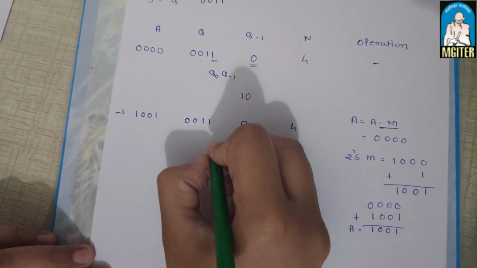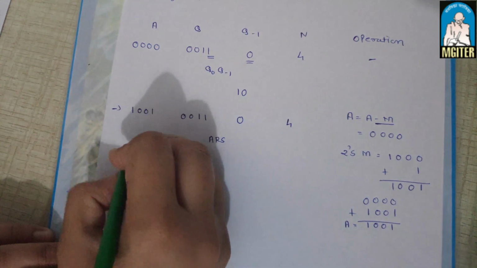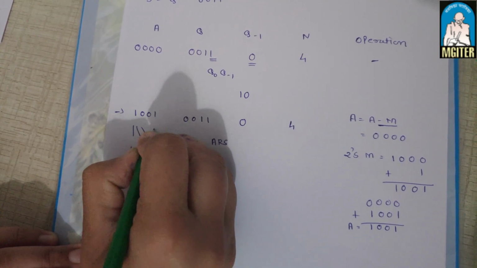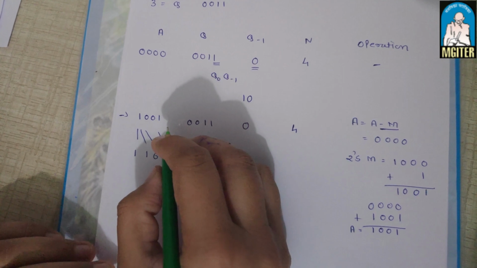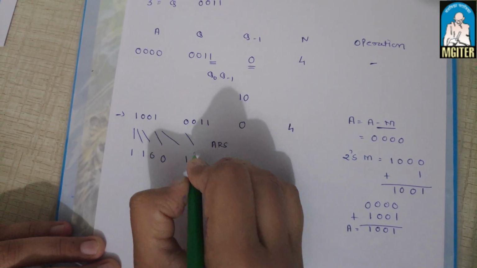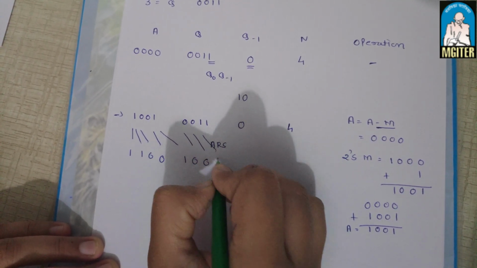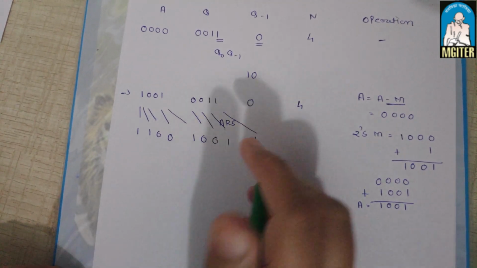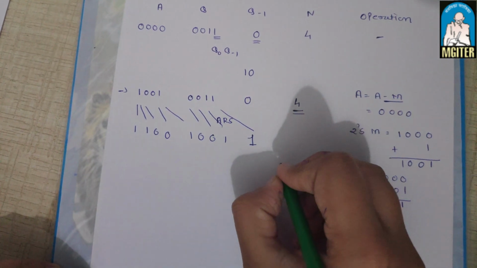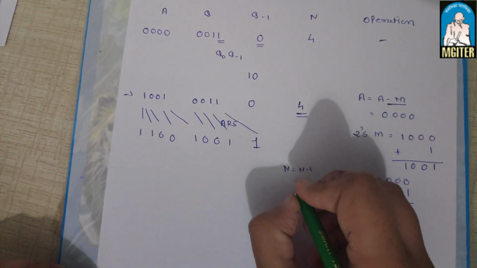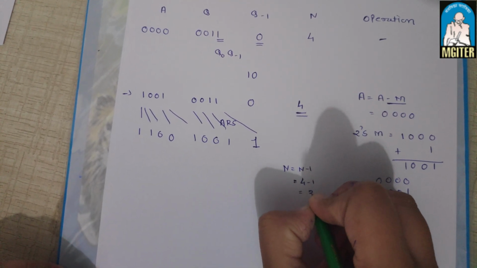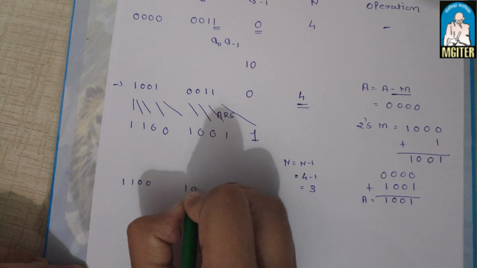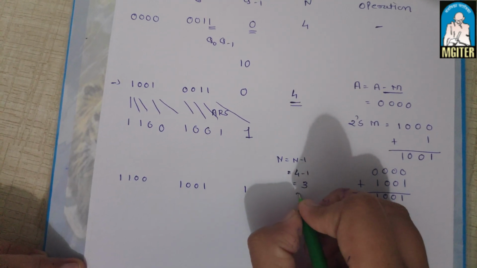Now after that we have to perform arithmetic right shift. So we have this 1 0 0 1 and this is 1. After performing the arithmetic right shift we have to perform n is equal to n minus 1. So 4 minus 1 is equal to 3. So in the first step we get 1 1 0 0 1 0 0 1 1 and 3.